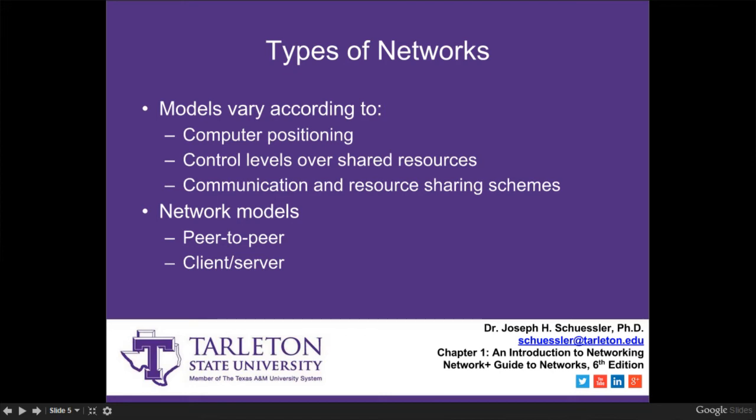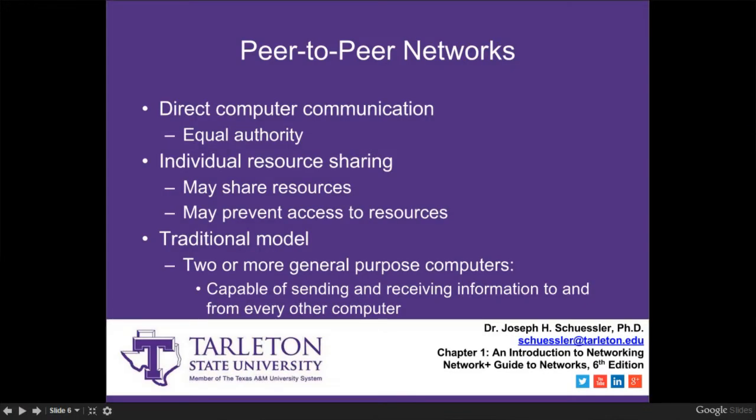One popular way is to look at whether it's a peer-to-peer network versus a client-server network. Now, a peer-to-peer network is a pretty basic network. Every computer on the network has the same authority. In other words, they're equal systems. There is no client, there is no server. They're all clients and they're all servers, or at least have the potential to all be clients and all be servers. This is sometimes referred to as individual resource sharing.